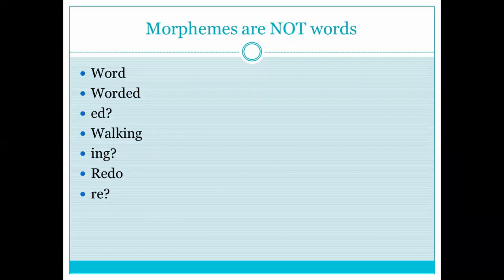Now, morphemes are not all words, okay? When we talk about morphemes, we also talk about the word word, but what about the ed on worded, or walking? What about the ing? Redo, and then do. These are morphemes. So a morpheme is not necessarily just a word. It can be parts that create a word. We're going to talk about the breakdown of words.